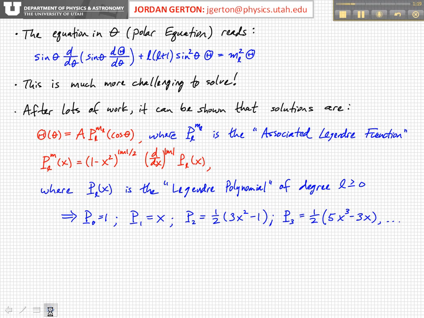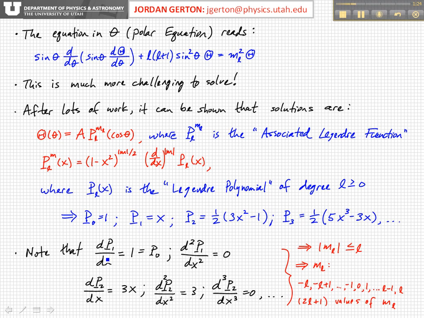But the first thing to notice is that if we take the derivative of these Legendre polynomials, recall that the associated Legendre function involves the mth derivative of the Legendre polynomial. If we look at P1, when L is equal to 1, and take the derivative, we just get 1, which is P0. If we take the second derivative of P1, we get 0. Similarly, if we start with P2, one derivative gives 3x, the second derivative gives 3, and the third derivative gives 0.